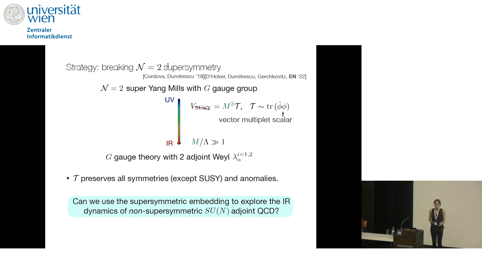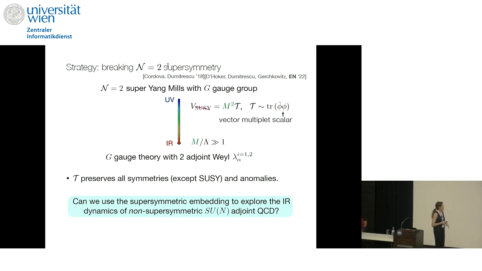Okay, so our strategy follows from the following observation: we can interpolate between N=2 super Yang-Mills in 4 dimensions with a G gauge group, but again, here I am exclusively talking about SU(N) gauge group, and the non-supersymmetric N_f=2 adjoint QCD in the IR by adding a particular supersymmetry breaking operator, which is a non-holomorphic mass for the vector multiplet scalars of the N=2 theory. In this RG flow, the two fermions in the IR are exactly the N=2 gauginos.